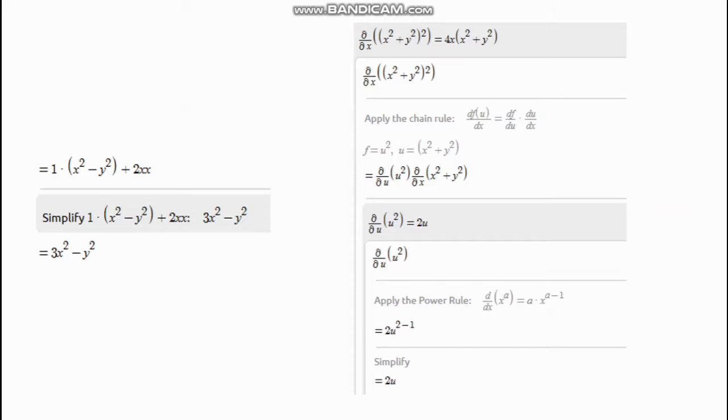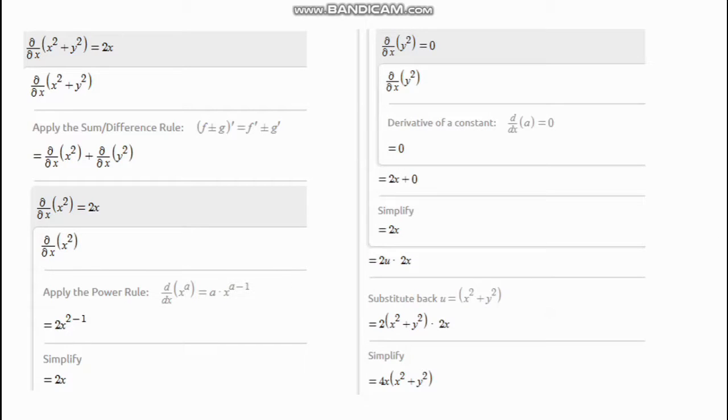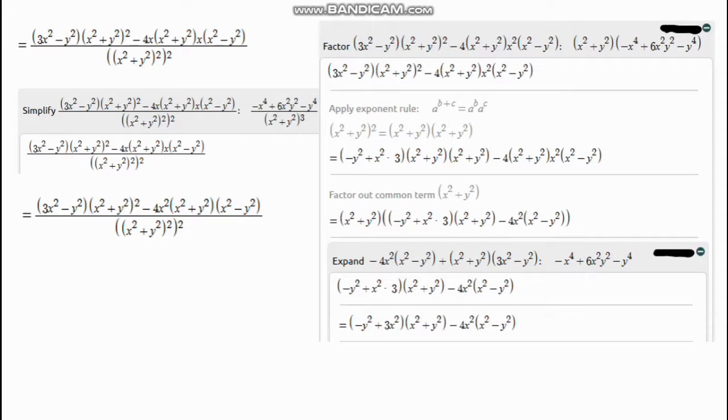And then the next is we differentiate the top right, so that it will become 4x times x squared plus y squared. Next, we put it back into the long equation. It will become 3x squared minus y squared times x squared plus y squared to the power of 2 minus 4x times x squared plus y squared times x times x squared minus y squared. We simplify it one by one.